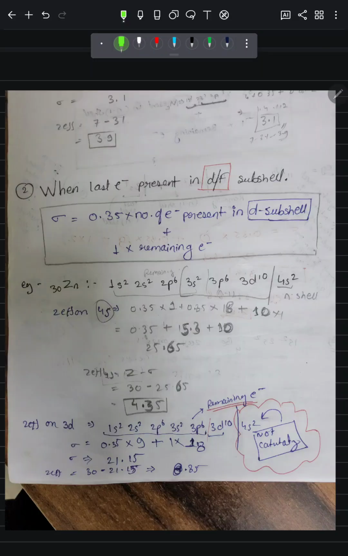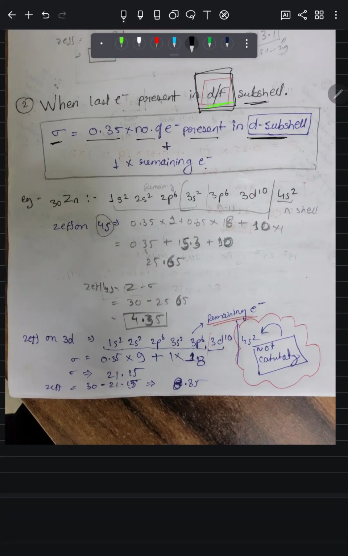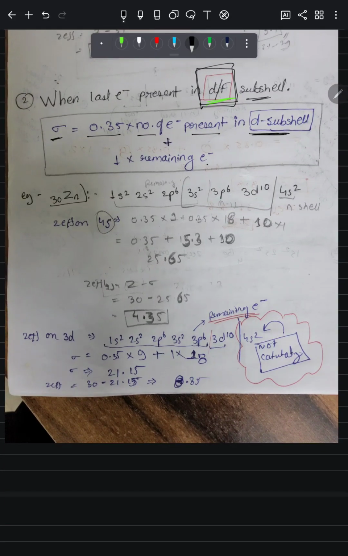So now let's discuss when the last electron is present in the d and f shell. If the last electron in the electron configuration is present in the d and f shell, then what will be the formula? For calculating the Slater constant, we use 0.35 into the number of electrons present in the d subshell, plus 1 into the remaining electrons. This is the formula for calculating sigma in d and f subshells. So let's take an example here, Zn 30. So we need to find the 3d.